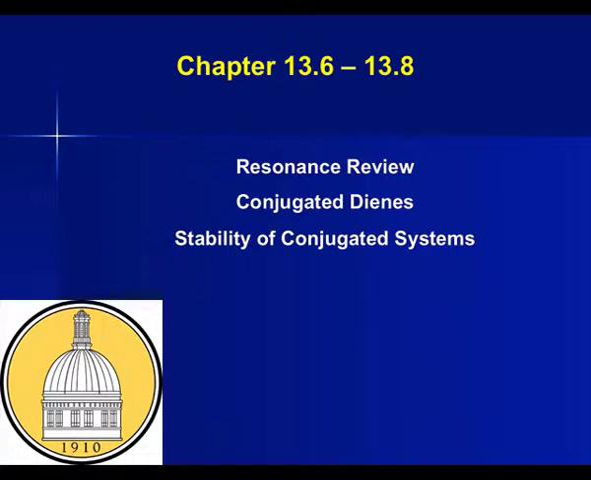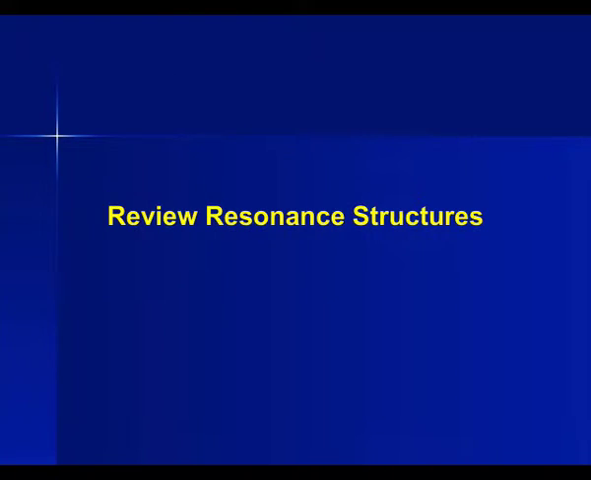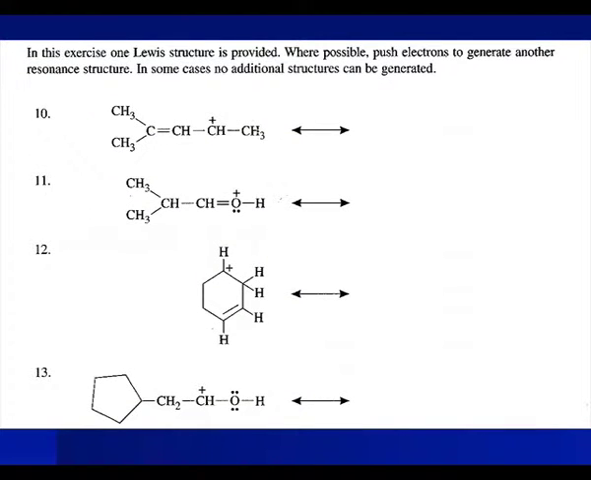So today we're going to do a bit of a review on resonance. As I promised on Friday, we'll do some conjugated dienes. We're going to look at the stability of conjugated systems, and hopefully we'll have a little bit of time to get started on the next section so that I don't have to worry too much about that when we have our inverted lecture on Wednesday. So we're going to go through the resonance review fairly quickly, and then we'll get into the real meat of things, okay? So let's look at some examples.